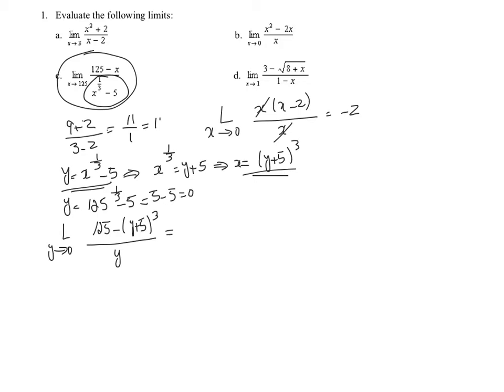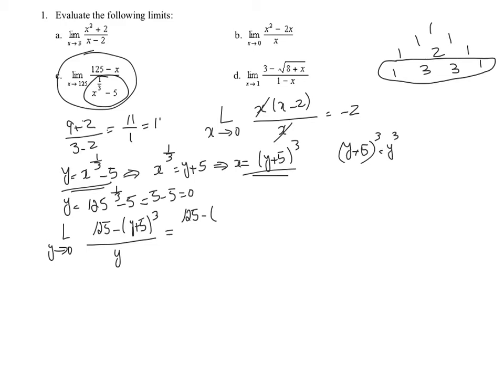So to do this one, I'm going to write 125 minus, to expand (y + 5) cubed. Remember the Pascal's triangle is 1, 1, 1, 1, 2, 1, 1, 3, 3, 1. This row is row 3, which we have to use. Now I'm going to expand this one as y cubed, 5 exponent 0, y squared, 5 exponent 1, y to the 1, 5 exponent 2, and y to the 0, 5 exponent 3.